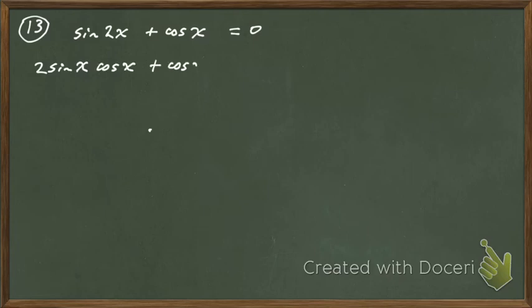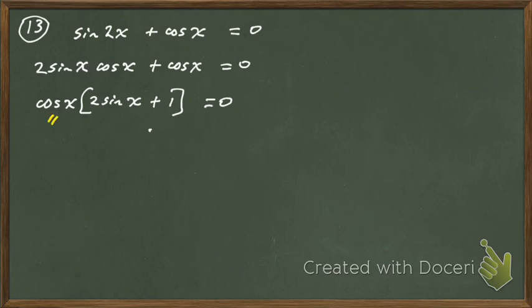I believe. Can I factor out a cosine of x? If I take out a cosine of x, does it leave me with 2 sine x plus 1? If something times something equals 0, one of these factors has to equal 0. So, where is the cosine of x 0?